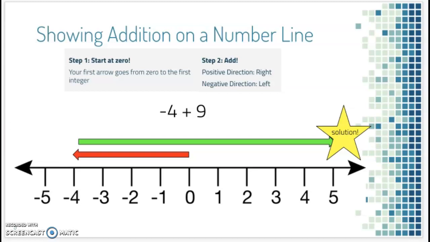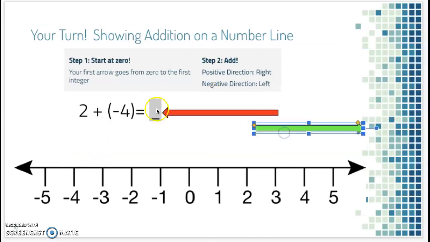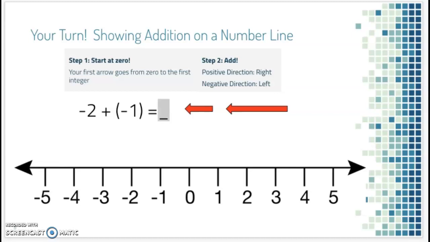In your notes, you have 2 review problems of how to show addition on a number line. So move those arrows around. Remember, you always start at 0 to show 2 plus -4 and also -2 plus -1 on the number line.